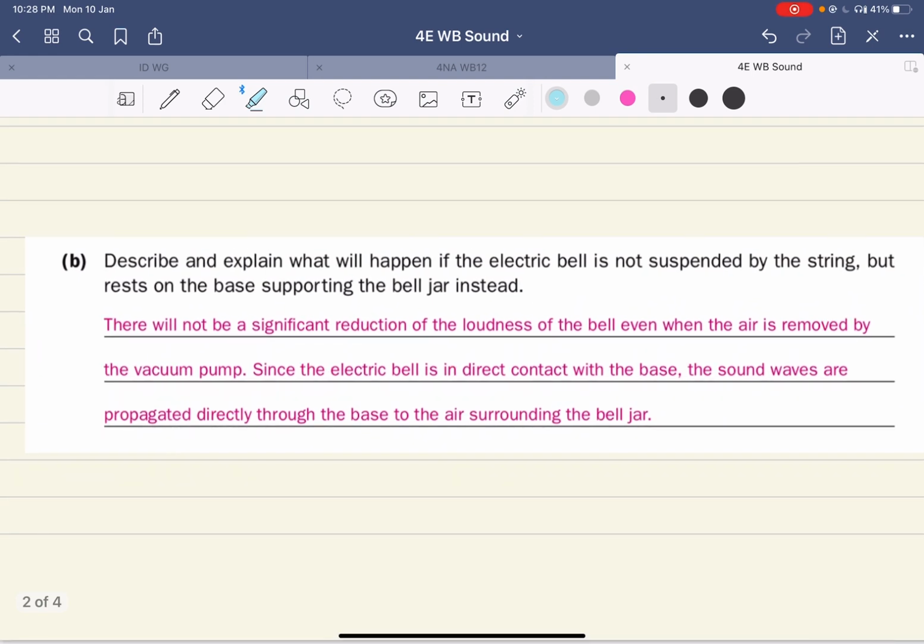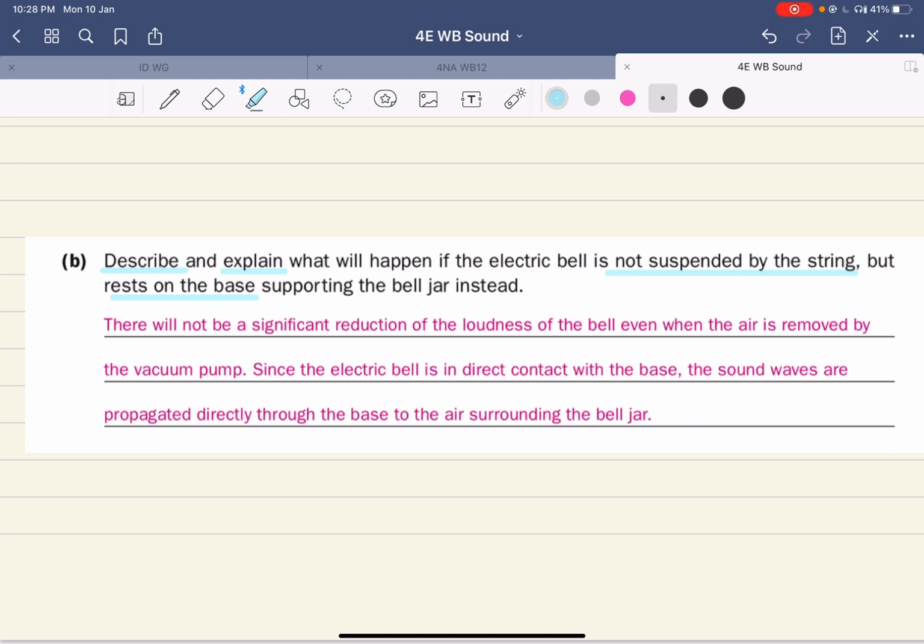Second part of this question. It is a describe question now. Describe and explain what will happen if the bell jar is not suspended by the string, but rests on the base supporting the bell jar instead.